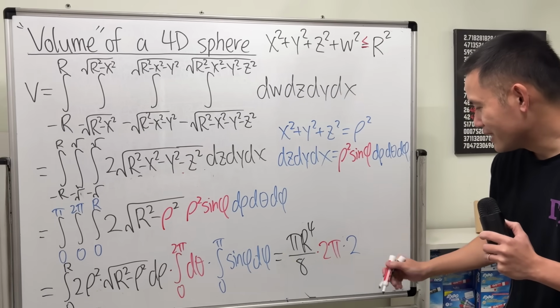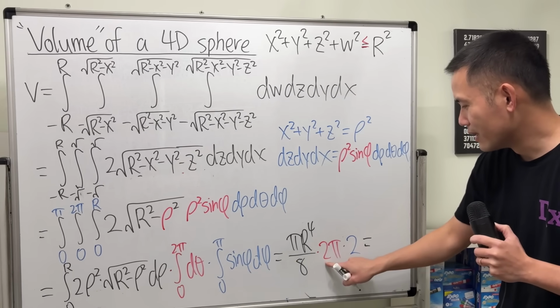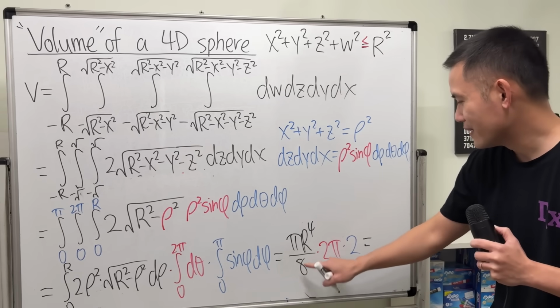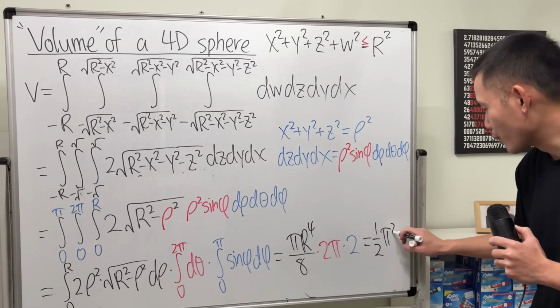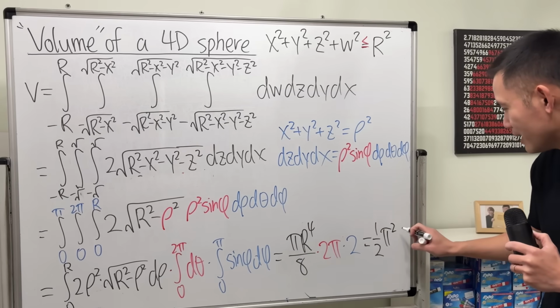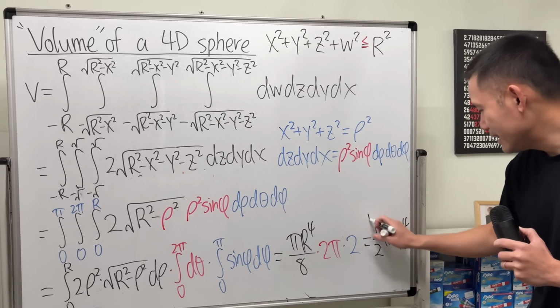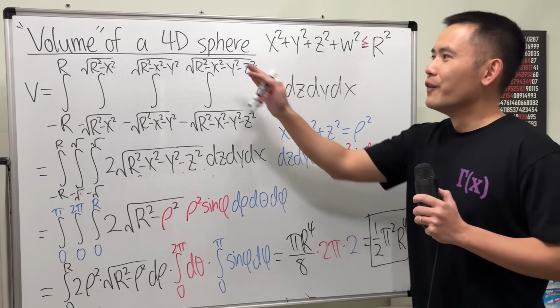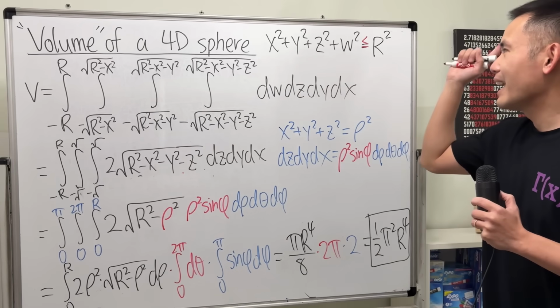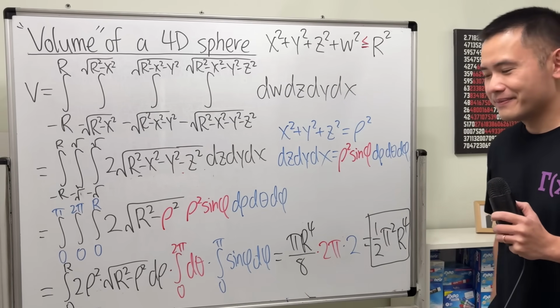Alright, so altogether, if you work that out, that's 4 divided by 8, that is 1/2. And then pi times pi, we get pi squared. And lastly, we have r to the 4th power. And ladies and gentlemen, this is the formula for the volume of a 4D sphere with a radius of r. That's it.